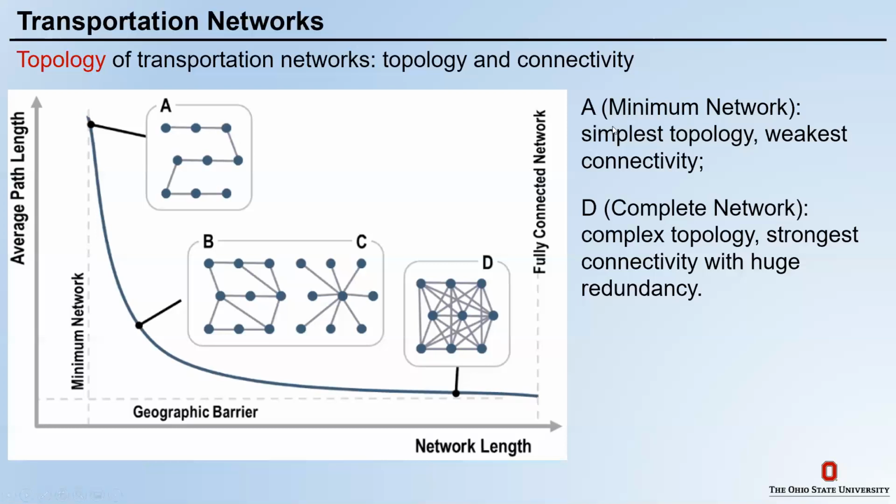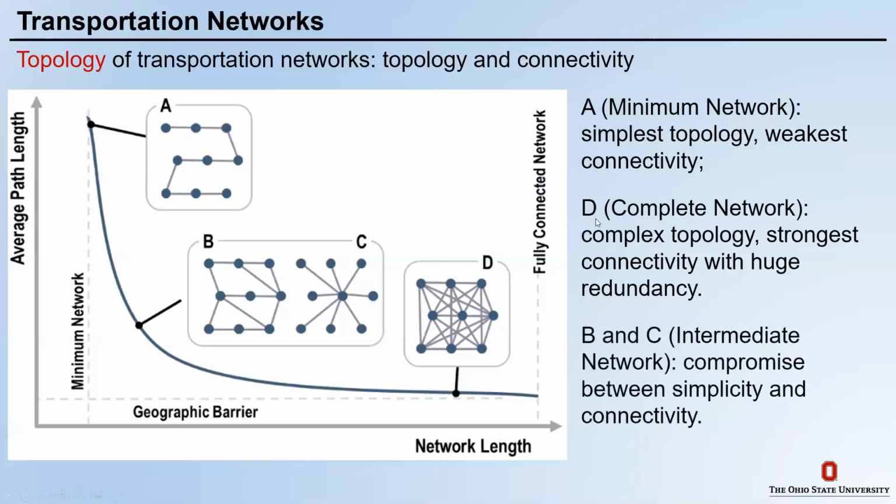But like I said, A and B, they are extreme examples. B and C, intermediate networks. Okay, somewhere between minimum network and complete network. They are usually what we see in real life. There is always compromise between simplicity and connectivity. Compromise is actually a good thing, according to my experience, for most scenarios. Usually you do not want to pursue a very extreme scenario.